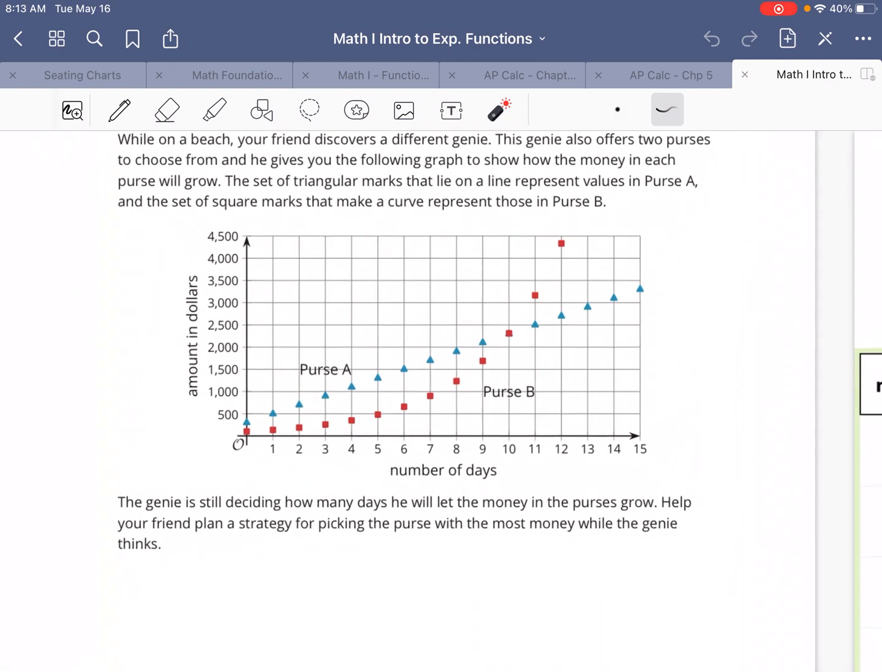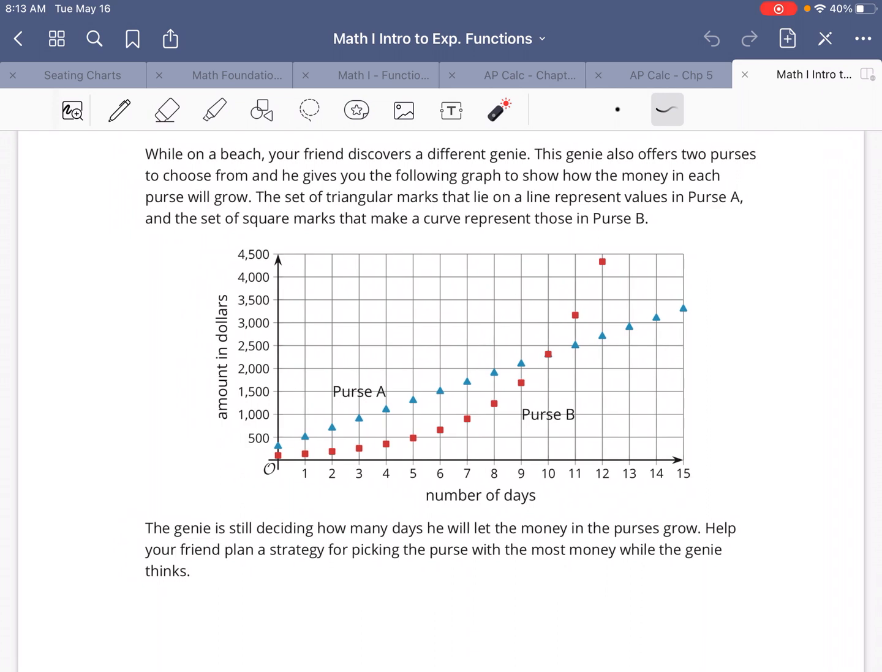Rival Genie, I think is what it's called on Summit. So while on a beach, your friend discovers a different genie. This genie offers 2 purses to choose from, and he gives you the following graph to show you how the money in each purse will grow. A set of triangular marks represent a linear growth. The red squares represent the amount in purse B, which is an exponential growth.